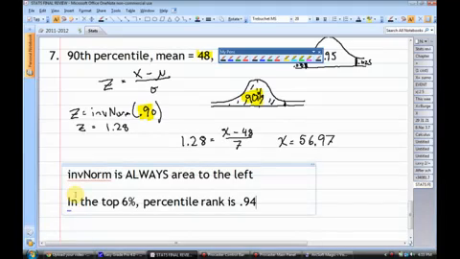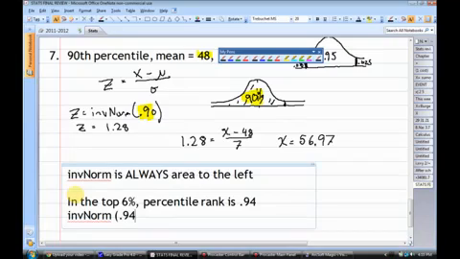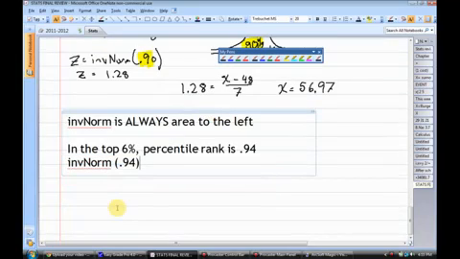You have to turn it into percentile rank, and then you would do inverse norm 0.94. So for the z-score you did inverse norm 0.90, not 90? 0.90, that's right. Can you go over that again? In the top 6%, percentile rank is 0.94. So if you're in the 94th percentile, oh, obviously. Okay, I get it. But honestly, if you don't convert it to percentile, you'll still get the same answer, because I'm doing it and I get the same answer.